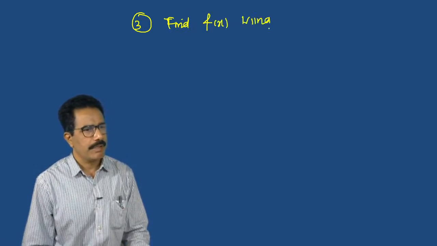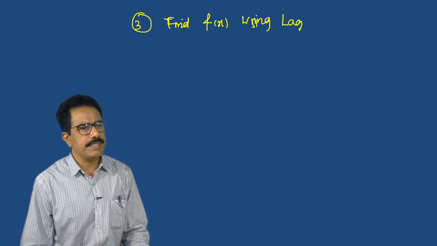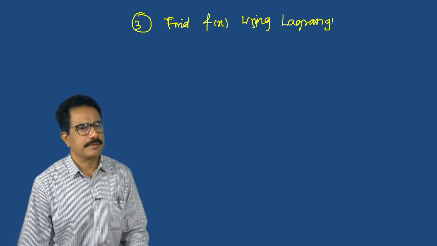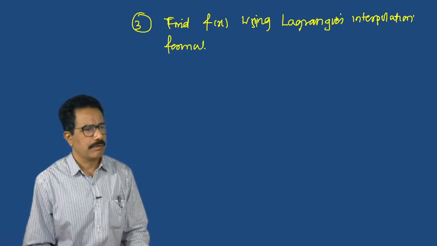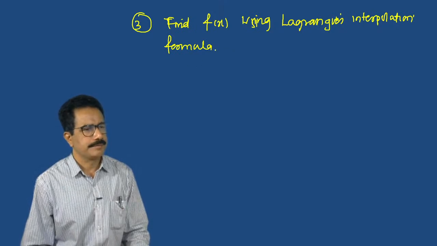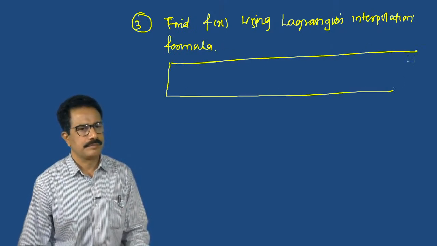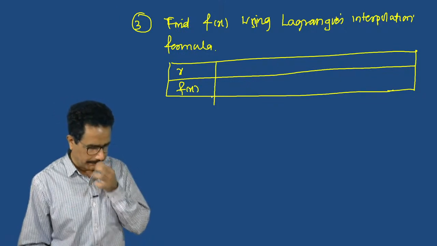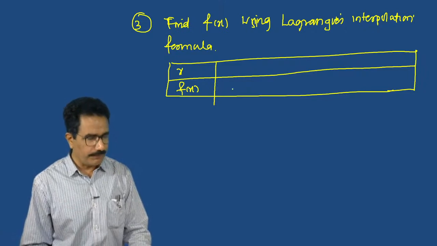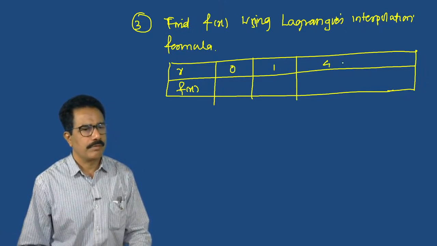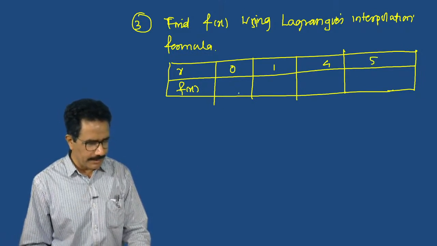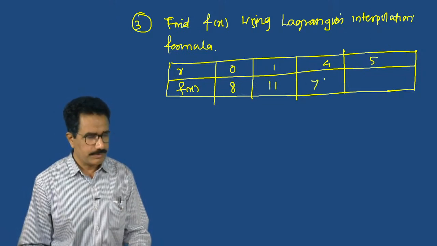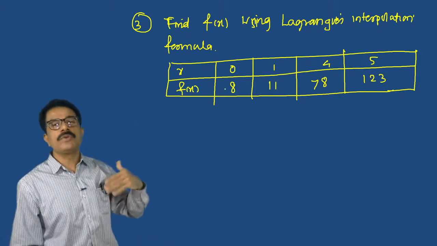Find f of x using Lagrange's interpolation formula. x, f of x: take 0 1 4 5, that are 8 11 78 123. We have to find out f of x.